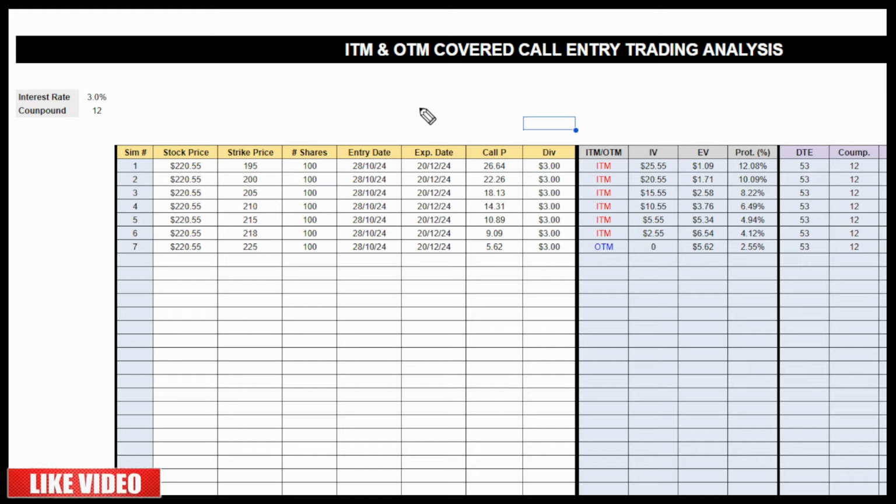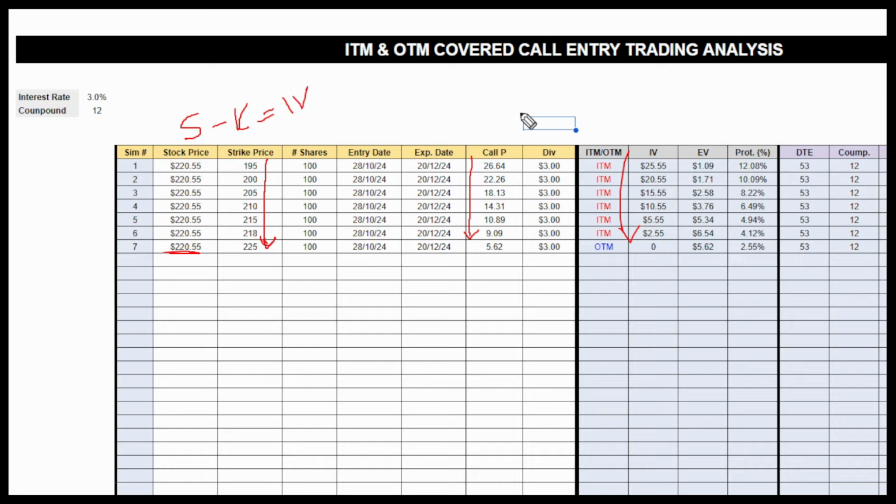But as you can see here, there's a trend. Why now? The stock is 220.55. The closer we get to the current stock price, all right, the lower the premium is going to be. All right. And why? Because we have less intrinsic value. Because here, don't forget, the difference between stock price minus strike price, this is, guys, our intrinsic value.